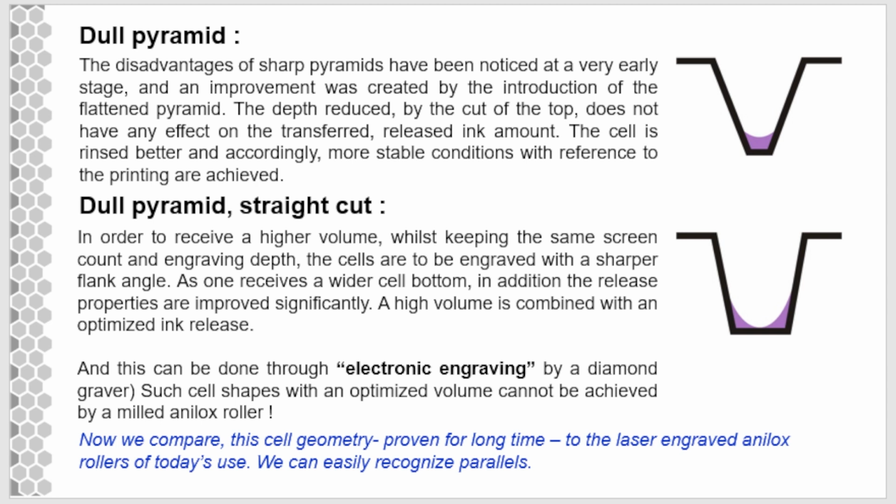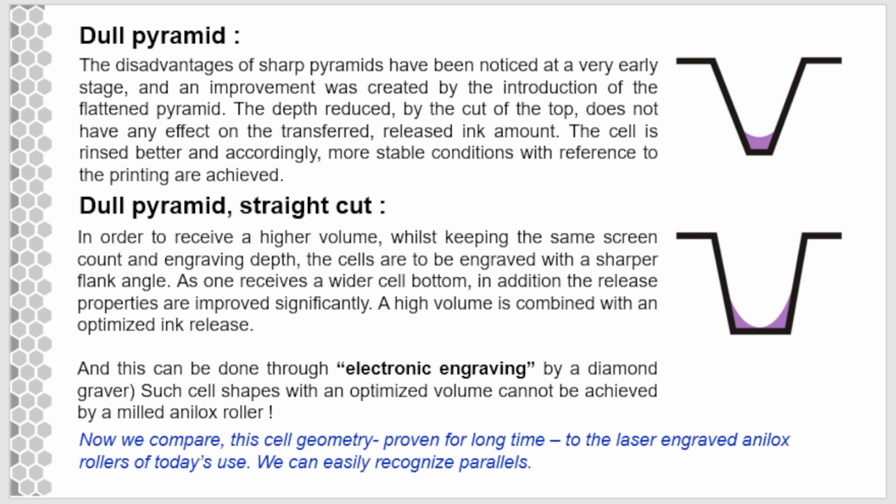Dull pyramid. The disadvantages of sharp pyramids were noticed at a very early stage, and an improvement was created by the introduction of the flattened pyramid. The depth reduced by the cut of the top does not have any effect on the transferred regular released ink amount. The cell is rinsed better and accordingly more stable conditions with reference to the printing are achieved.